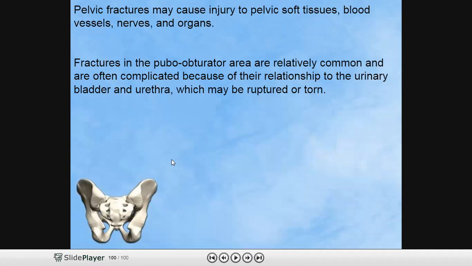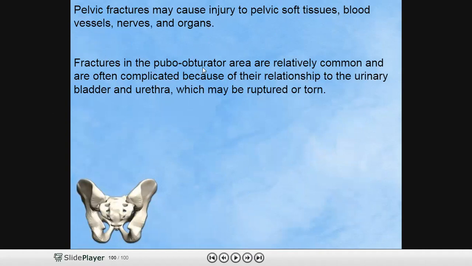In case of females, we have three visceral organs anteroposteriorly. Inside the pelvic cavity, we have urinary bladder, uterus, rectum, anal canal. Whereas in males, anteroposteriorly, we have two pelvic visceral organs, that is anteriorly urinary bladder and posteriorly rectum continuing as anal canal. So in case of pelvic fractures, you will see these pelvic soft tissues may be injured, the blood vessels, nerves and organs may be damaged.